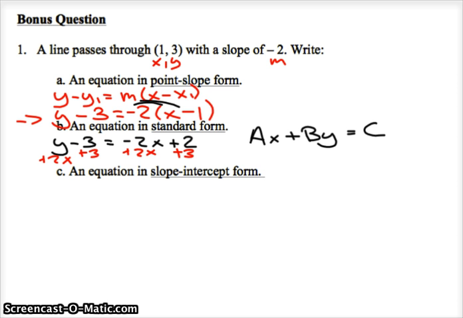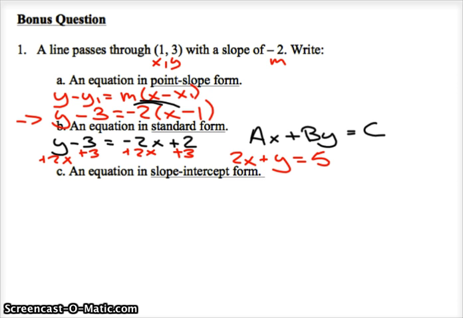So I'm going to be left with 2x plus y is equal to 2 plus 3, which is 5. My leading coefficient for a is positive, so that works out. So I'm left with 2x plus y equals 5.